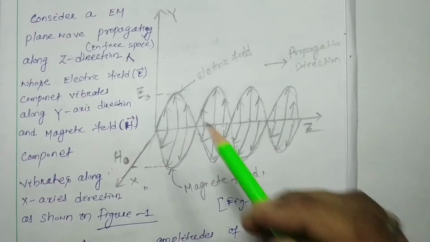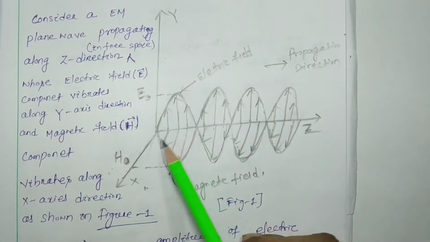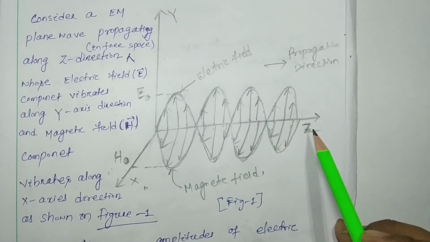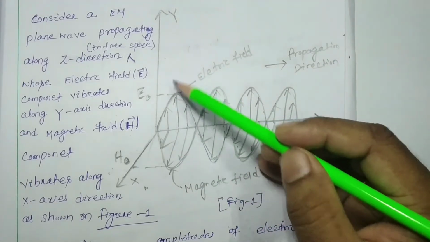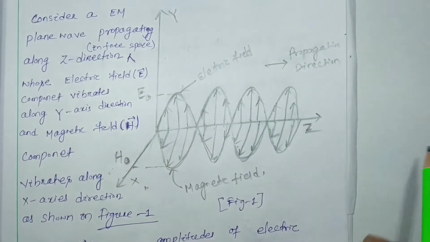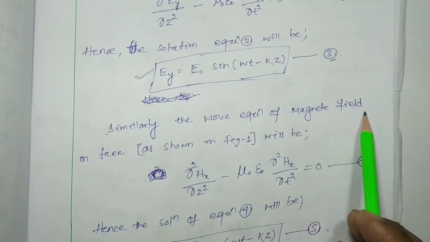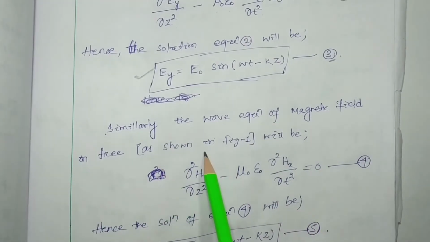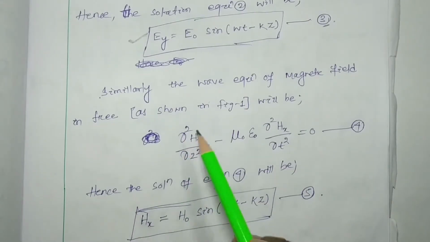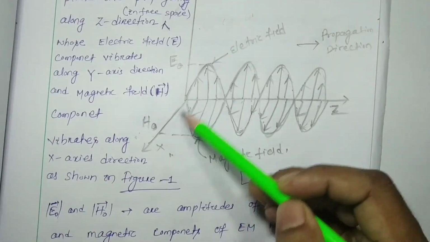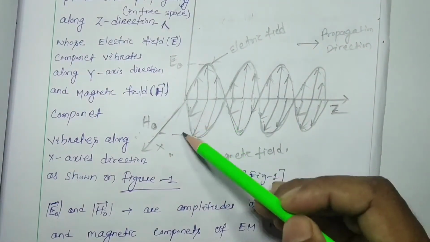This is nothing but the solution for the electric field of the electromagnetic wave which is propagating along the z axis and having the electric component along the y axis only. Likewise, for the magnetic field we can write similarly the wave equation of the magnetic field in free space, as shown in figure 1, for the magnetic field component which we find in this case only along the x axis.